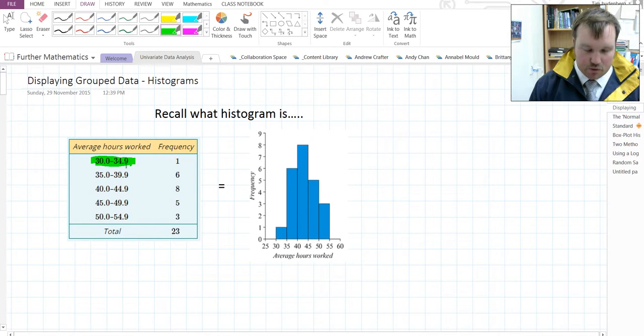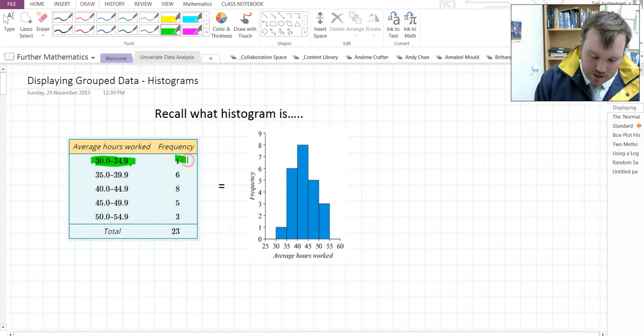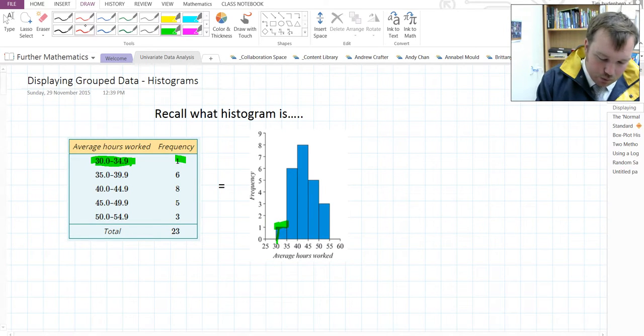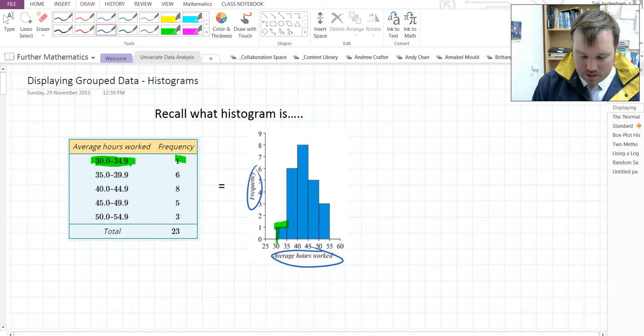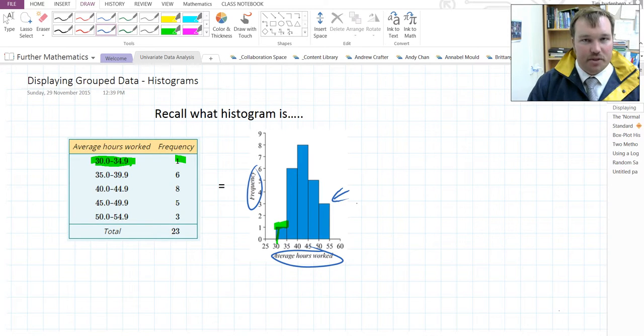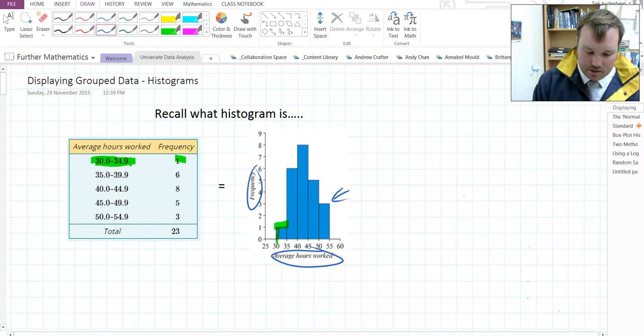30 to 34.9, then there is one person in there, it goes up like that. Important features are labels here and here. The y-axis is always frequency. The x-axis must be labelled. You will do it neatly with rulers and you will connect your graph. The reason it's connected is because the numbers flow on one to the next, from 35 on to 36, etc. So these need to be connected.